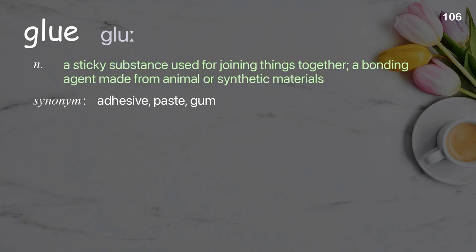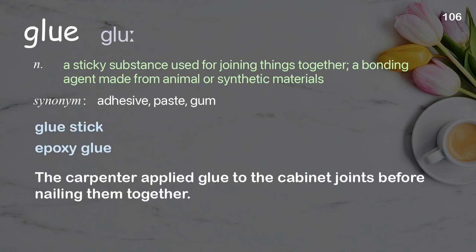Glue: a sticky substance used for joining things together, a bonding agent made from animal or synthetic materials. Examples: glue stick, epoxy glue. The carpenter applied glue to the cabinet joints before nailing them together.